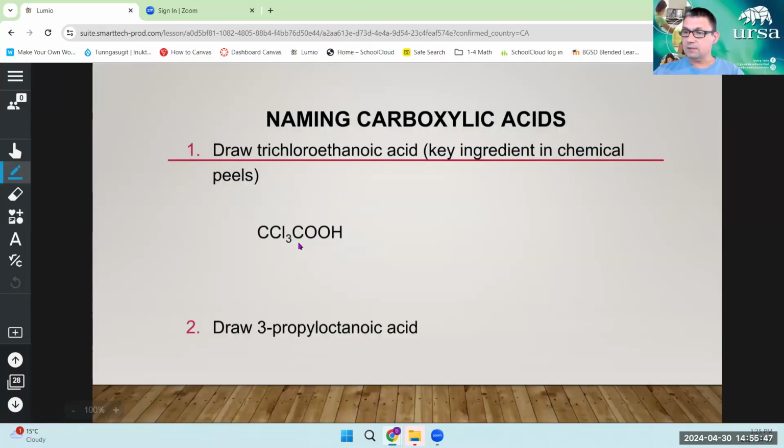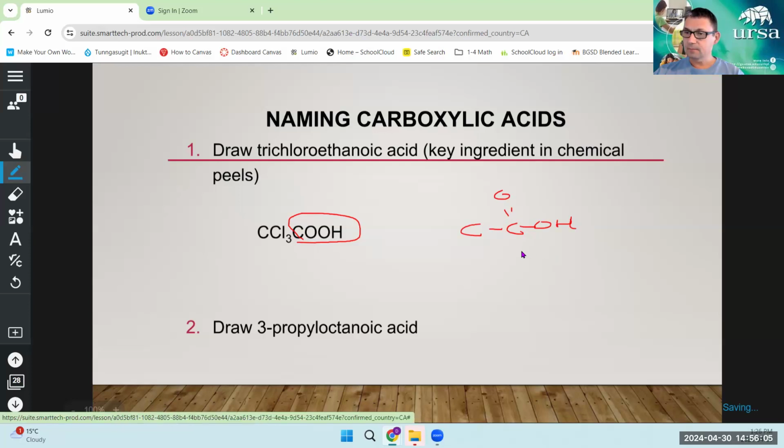This one here, we see COOH. We know it's a carboxylic acid. 2 carbons with the carboxyl group on one of them, making it ethanoic acid. We have 3 chlorines attached as well. Can't attach here, it's already full, so it must be right here. Trichloroethanoic acid. As for 3-propyl octanoic acid, octane, 8 carbons.